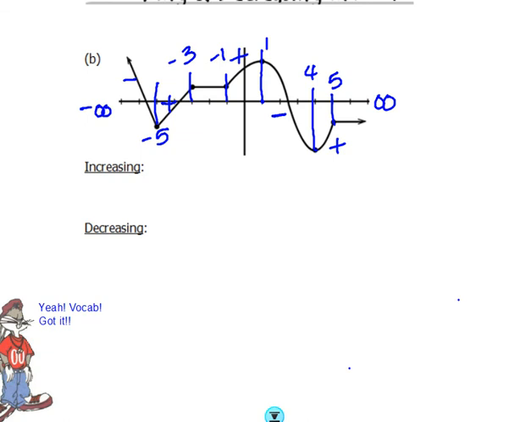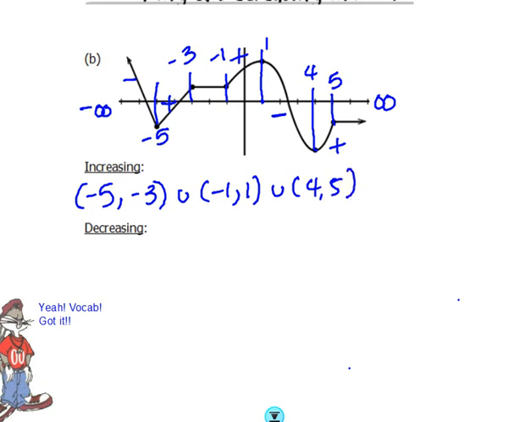All right, let's list our intervals. Increasing: between -5 and -3, positive, -1 to 1, and then finally 4 to 5. Decreasing: our first decreasing goes from negative infinity to -5. And then we don't have another one until 1 to 4. And that's our only other decreasing interval.